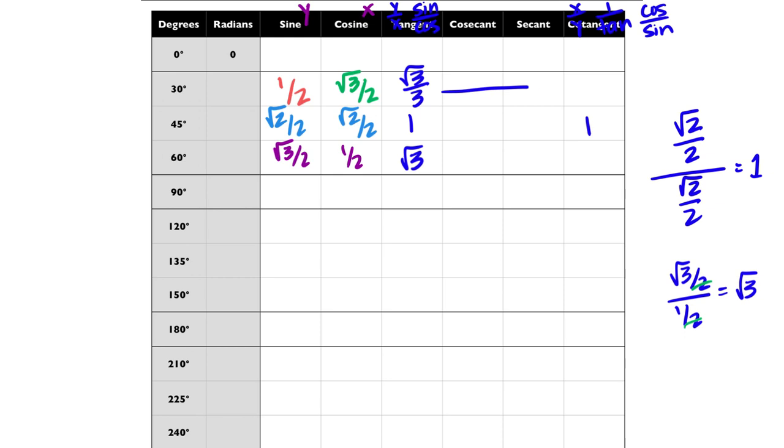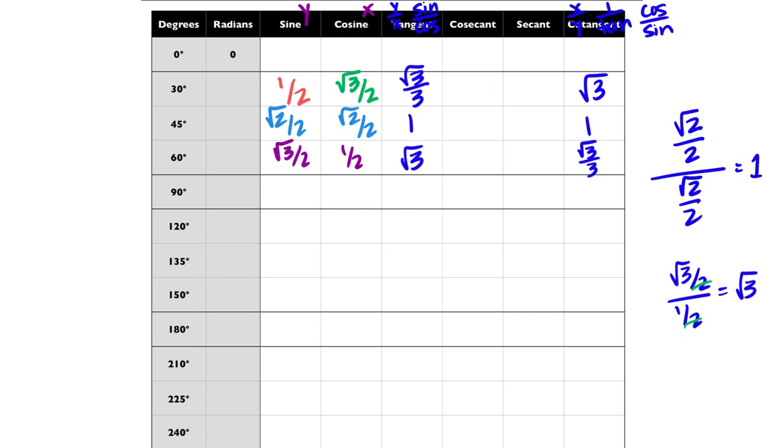Okay, I told you these were reciprocals of each other, right? So cotangent is also the reciprocal of tangent. So if tangent is √3/3, cotangent is √3. You can flip it and go through the steps, but you'll end up with √3. And then the reciprocal of √3 is √3/3.